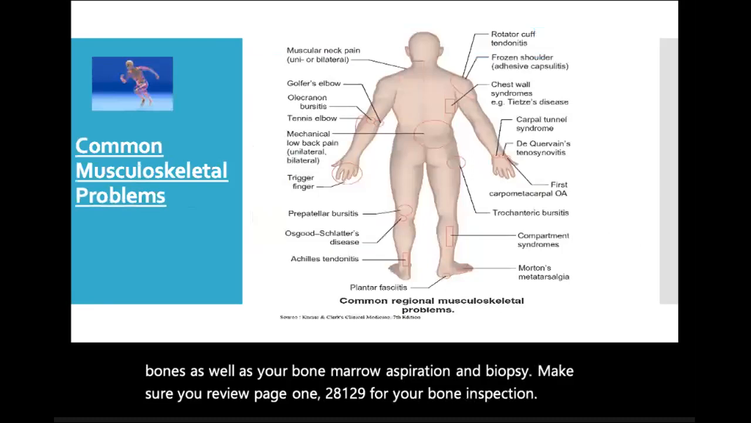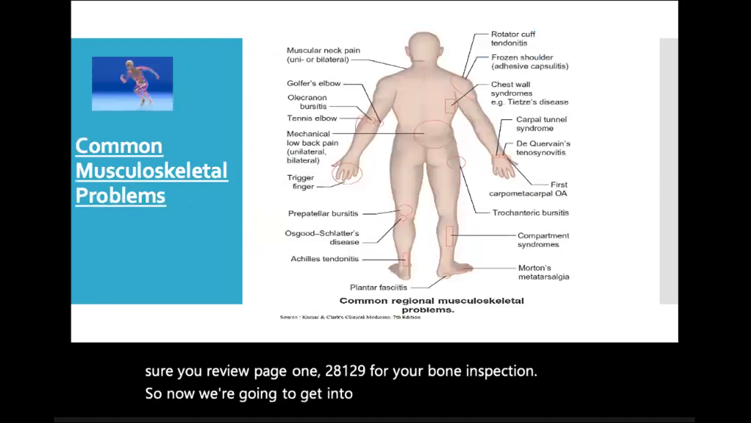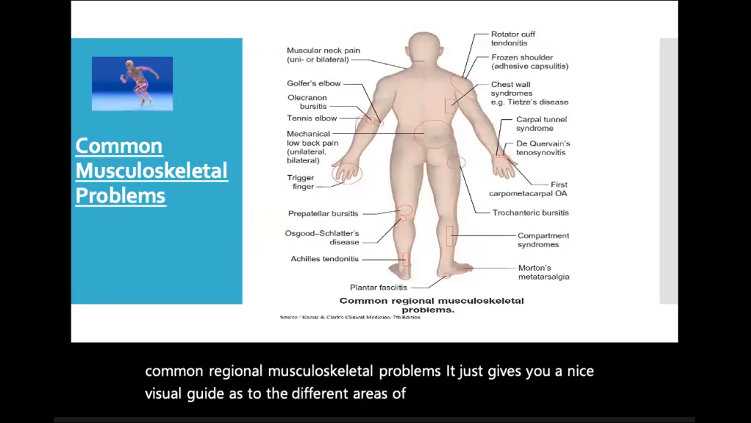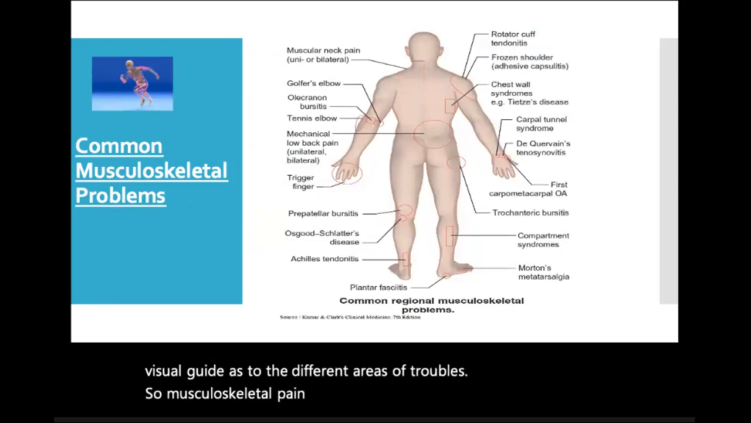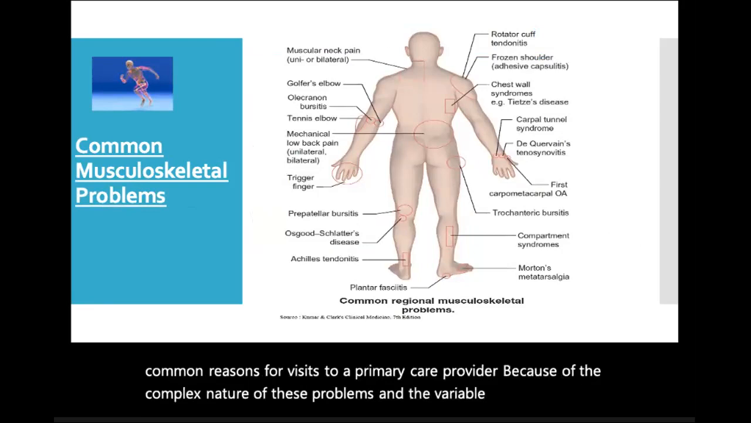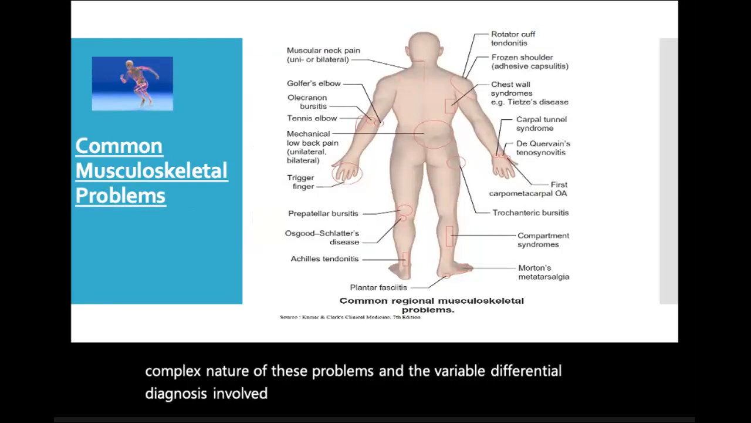Okay, so now we're going to get into common musculoskeletal problems. So just in terms of an overview, I love this picture, by the way, of the common regional musculoskeletal problems. It just gives you a nice visual guide as to the different areas of trouble. Musculoskeletal pain and dysfunction are some of the most common reasons for visits to a primary care provider. Because of the complex nature of these problems and the variable differential diagnosis involved, the actual number of people affected is difficult to ascertain with true accuracy.